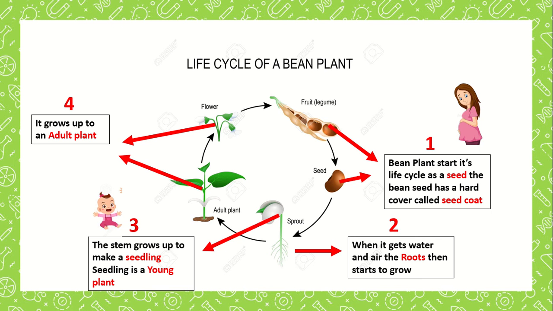Number four, it grows up to an adult plant. It grows up into an adult plant when the flowers and the leaves start to grow, and then after the flower, we know that inside the flower it contains the seeds, and we repeat the same cycle again. This is the bean life cycle.